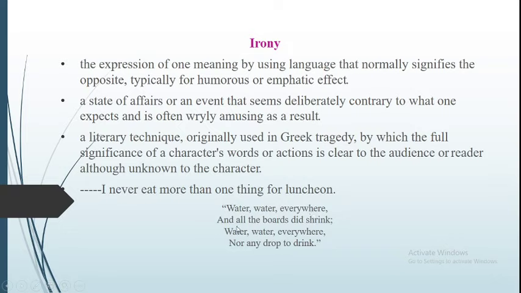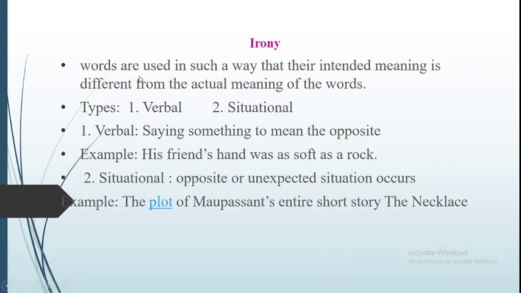Water, water everywhere, and all the boats did shrink. Water, water everywhere, nor any drop to drink. In Coleridge's Rime of the Ancient Mariner, water is everywhere, but there is not a drop to drink. So you see a contrast or an opposition between the situation, the expectation, what is said, and what they really mean. Irony refers to where words are used in such a way that their intended meaning is different from the actual meaning of the words.